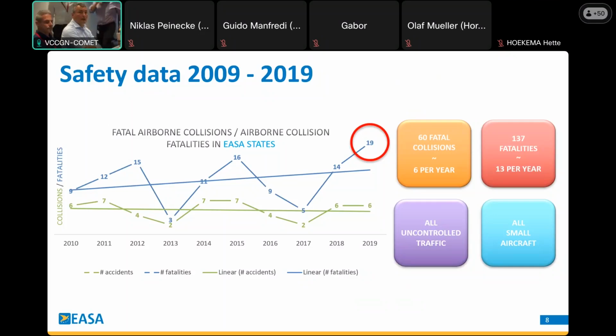Looking at the data, we came to the understanding that we have all these collisions happening in traffic that is not subject to air traffic control. So the focus was on uncontrolled aircraft, and the vast majority of all fatal collisions involved smaller aircraft, not large aircraft. That steered our efforts in those days, and that was the starting point we had to analyze.